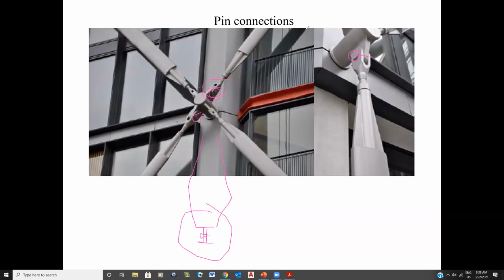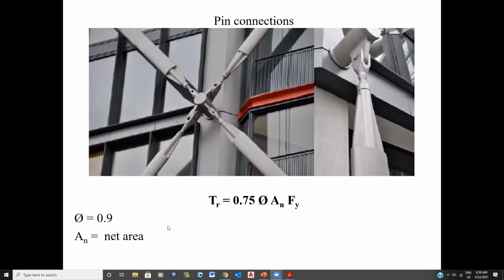Now, if you're going to be designing that kind of connection, this one has its own equation. TR is now 0.75 phi A, AN FY, and AN would be the net area, and we'll talk about net areas. So this is a real nice pin connection. Of course, phi is the same value. AN is the net area. In other words, if I would be looking at this here, I would be looking at the area right across there. Whatever hole there is, that would be the net area.